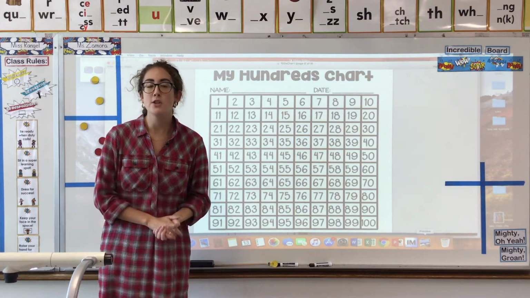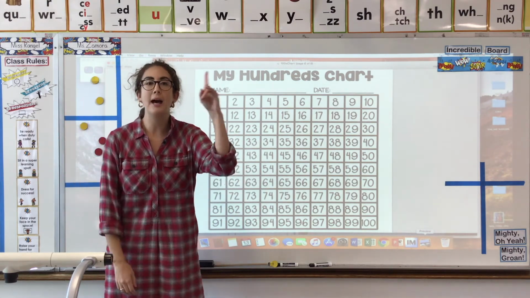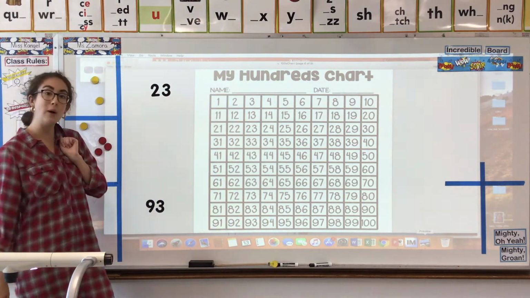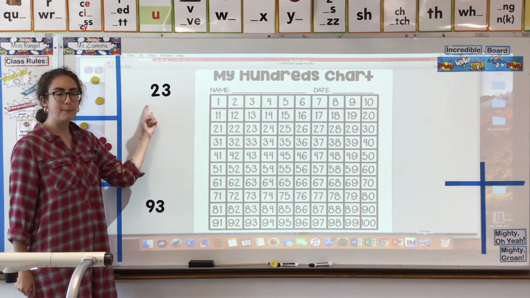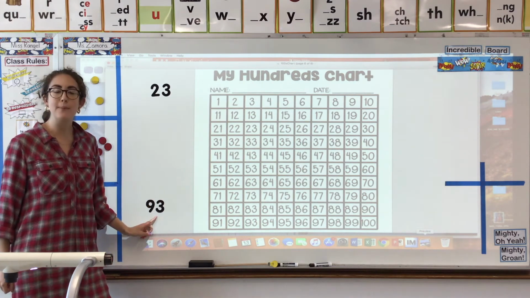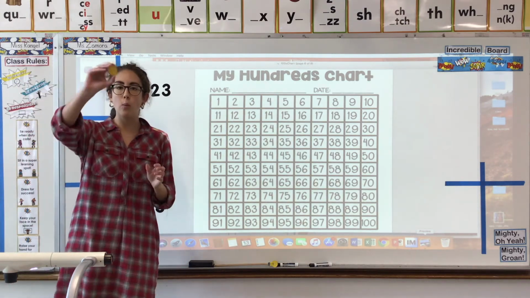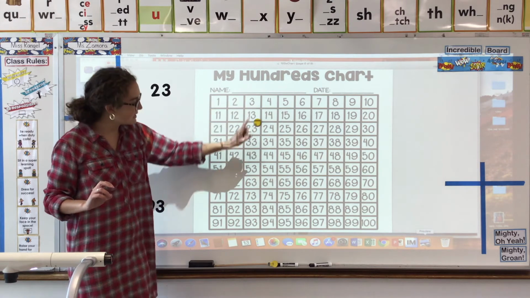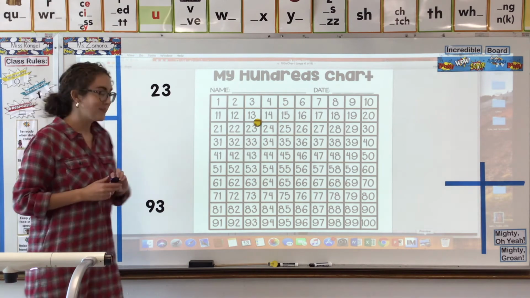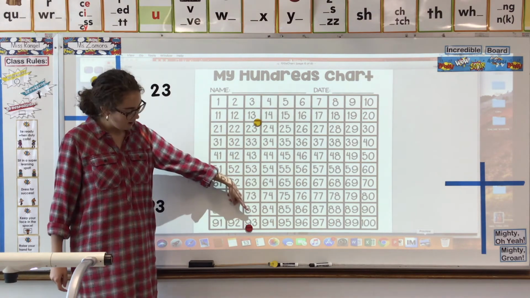Okay, Super Scholars. So we are using this hundreds chart to practice our skip counting, both up and down, and really be able to watch how the tens place is changing. So, what we're going to do first is we're going to start at the number 23. Fun fact, my favorite number is 23. And we are going to skip count by tens until we reach 93. So I want you to put one counter on the number 23. Can you find 23 on your hundreds chart? And then place another counter on 93, where we're going to stop, on 93.